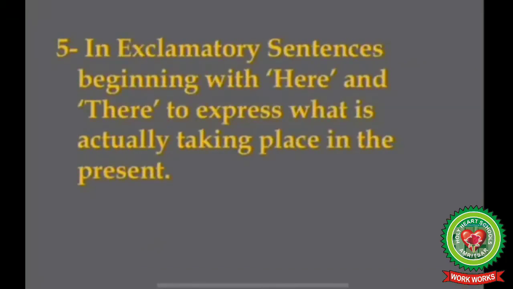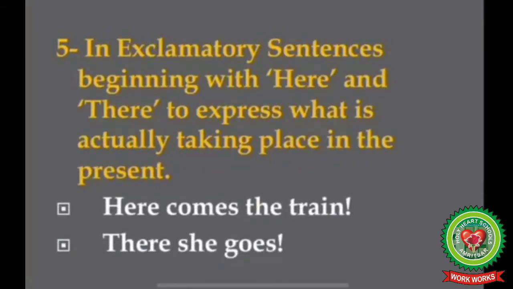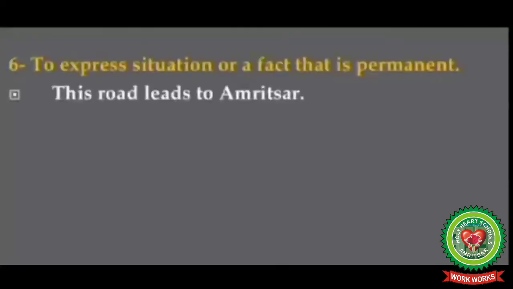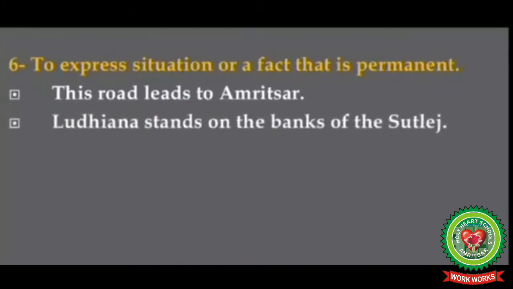In exclamatory sentences beginning with here and there, to express what is actually taking place in the present. For example, here comes the train. There she goes. So next on the list is to express a situation or a fact that is permanent. This road leads to Amritsar. Ludhiana stands on the bank of the Satluj.